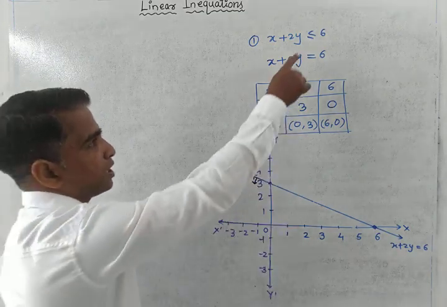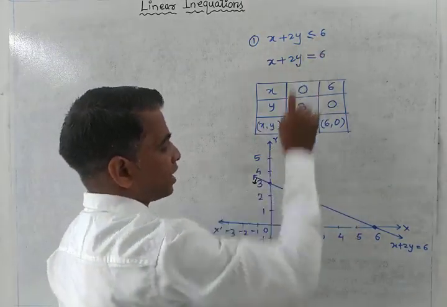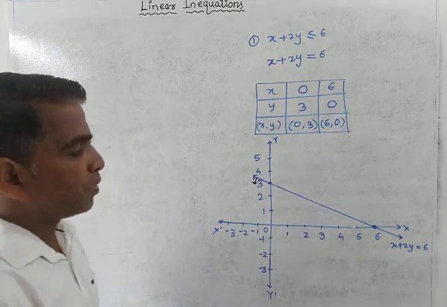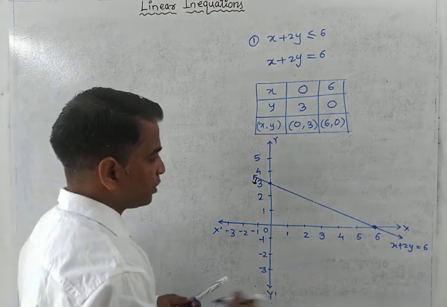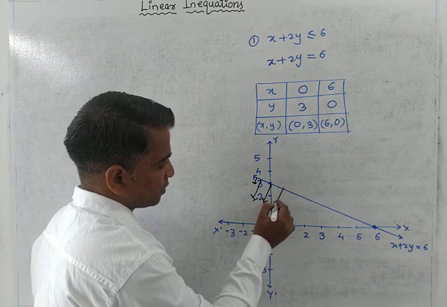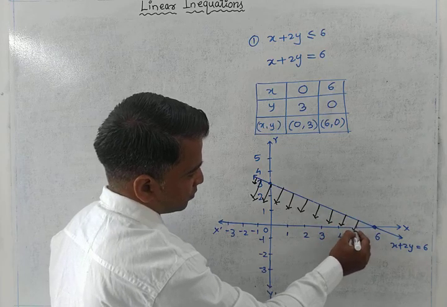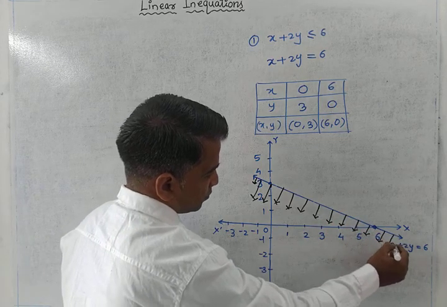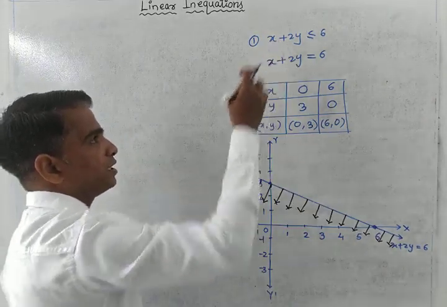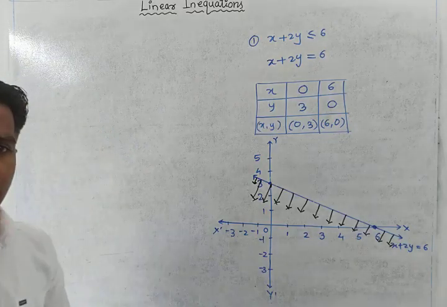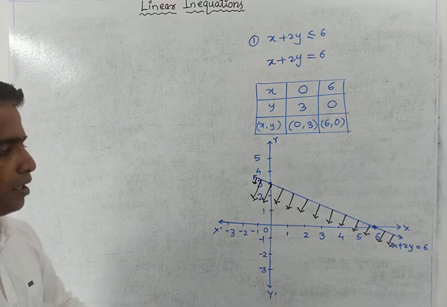Now you have to check what is this inequation's condition. The condition is less than or equal to, and for less than or equal to, always we have to check all the points towards origin. So which are the points towards origin? All these points are towards origin. This set of points is the solution of this linear inequation by graph.